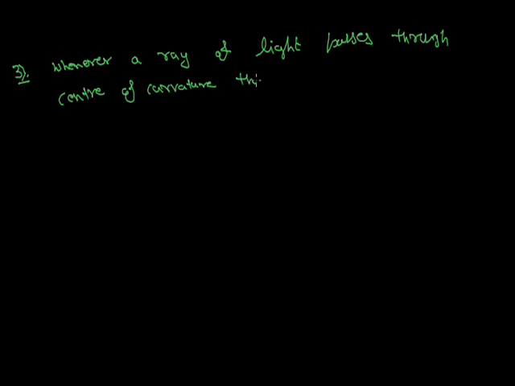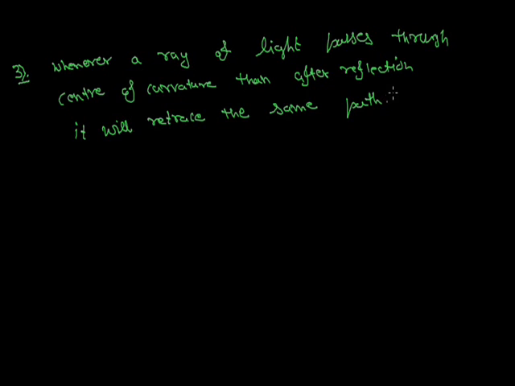Whenever a ray of light passes through center of curvature, then after reflection it will retrace the same path. Means there is no reflection, there is no deviation in its actual path.